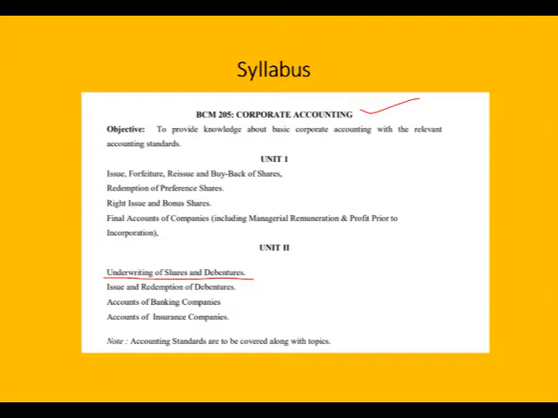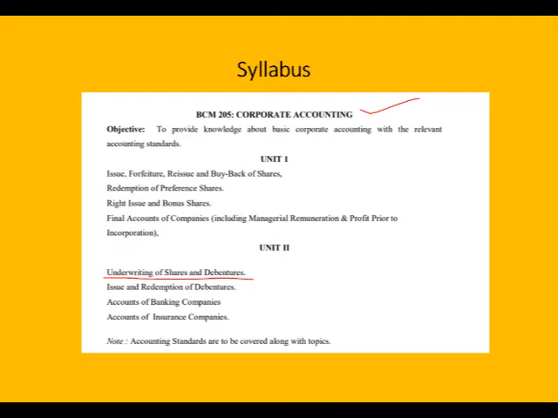You know the syllabus. There are two units in your syllabus in Punjab University, Unit 1 and Unit 2. This is about providing knowledge about the basic corporate accounting with the relevant accounting standards. So we shall be discussing the accounting standards also with the relevant topics.